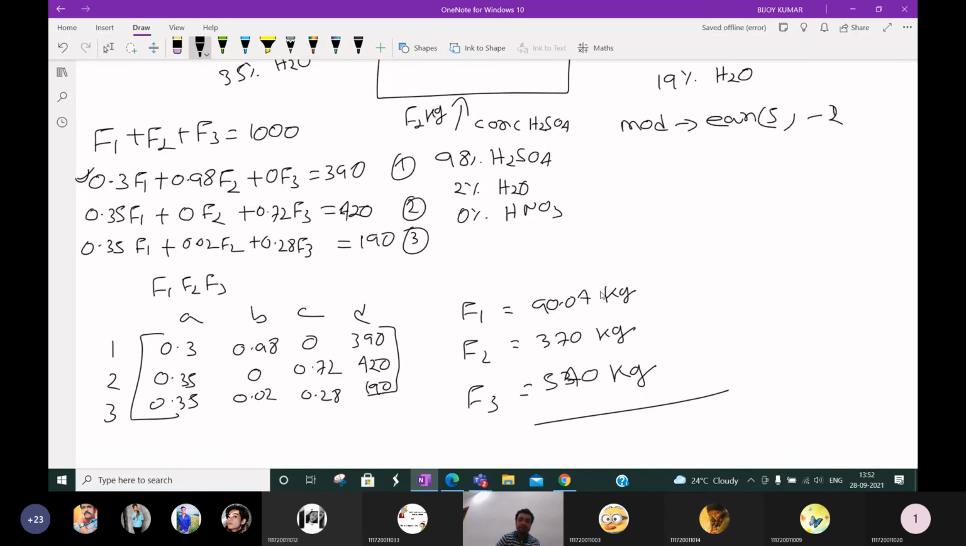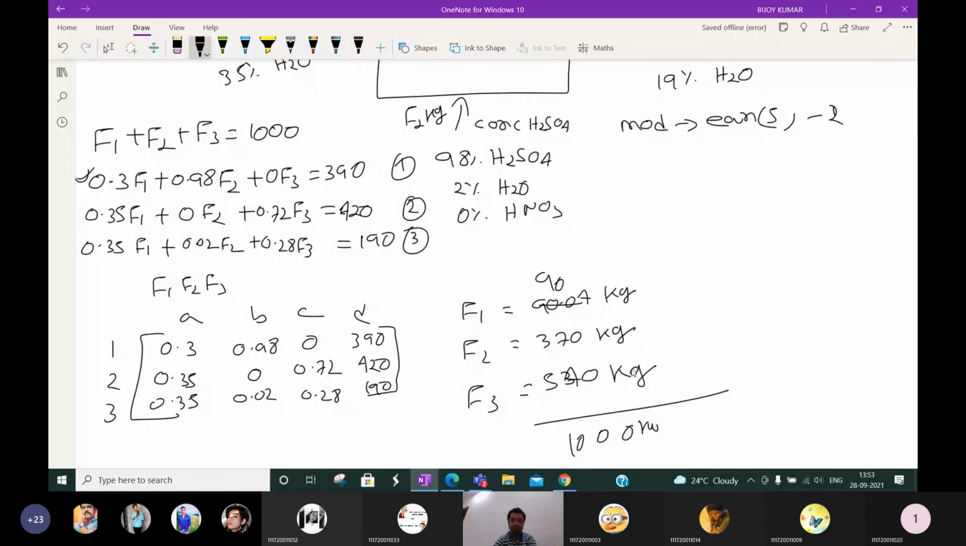So whatever you got is correct. How to check? Add all of them; you have to get 1000 kg. Suppose this is 90 only, plus 370 plus 540. You are getting 1000 only, so this is 1000 kg. It means your answer is correct.